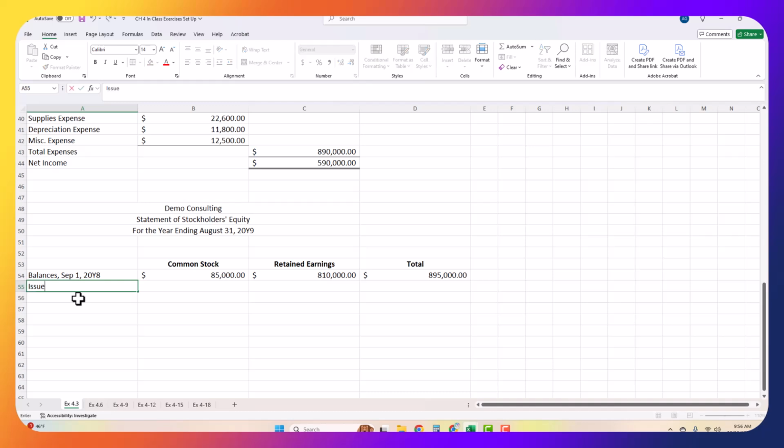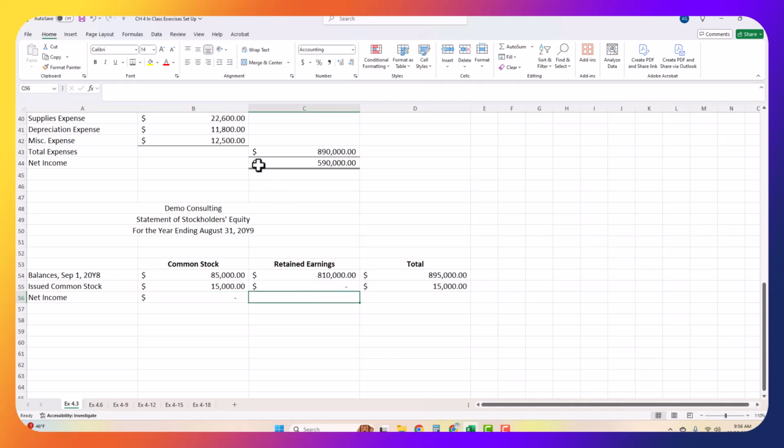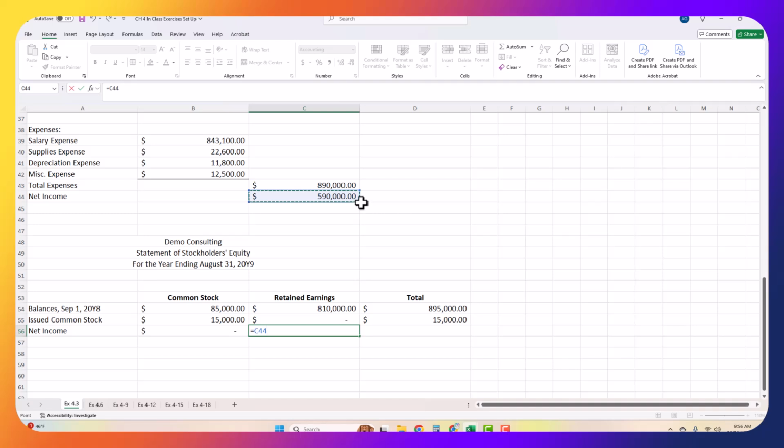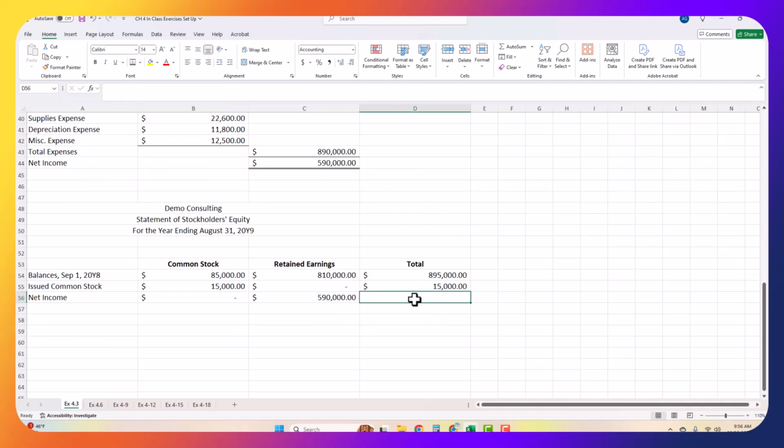The next step is we report the issued common stock. So we issued common stock. They told us in the problem that was 15,000. Issued common stock goes in the column of common stock and does not impact retained earnings, right? So that's a 0 in retained earnings. Now, net income has nothing to do with common stock, right? That's just when we issue stock, but it closes out to retained earnings. So we take the number that we calculated in the income statement and we bring it down to the retained earnings. And then again, we add across.